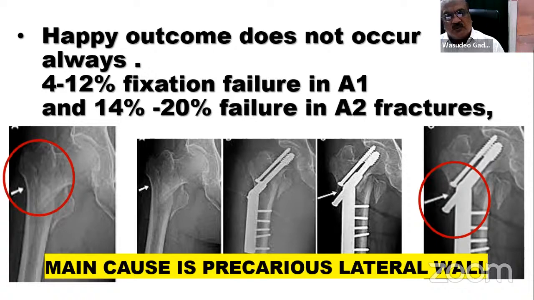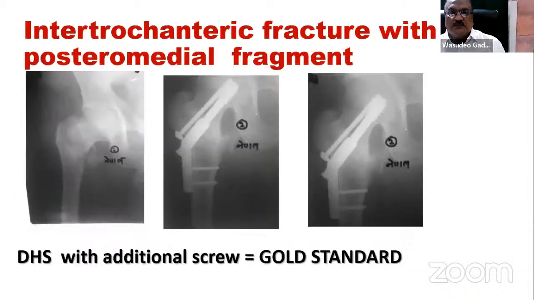And therefore, we have to look for the quality of the bone as well as the integrity of the lateral wall before you choose the DHS. And if at all you have chosen the DHS, try to avoid fracture of the lateral wall, so that it will not convert your stable fracture into a most unstable fracture.